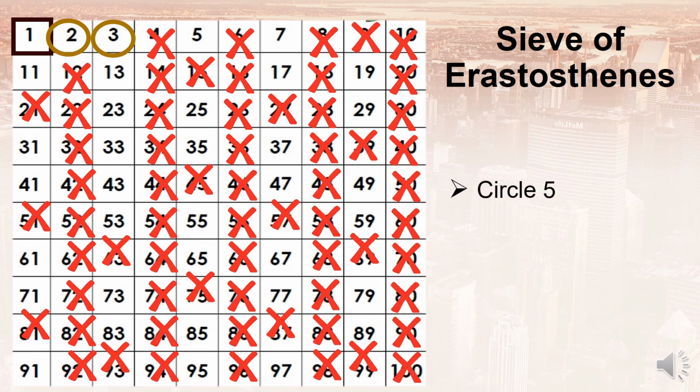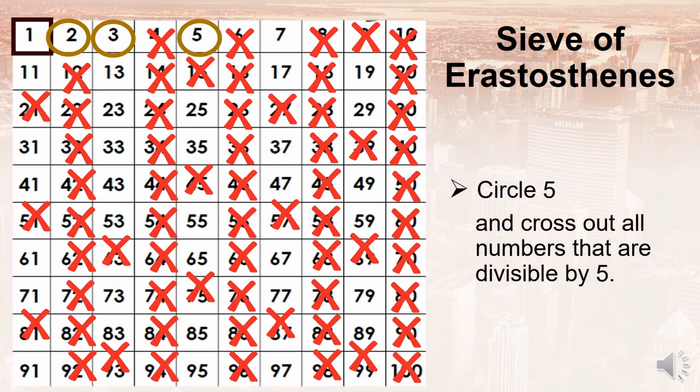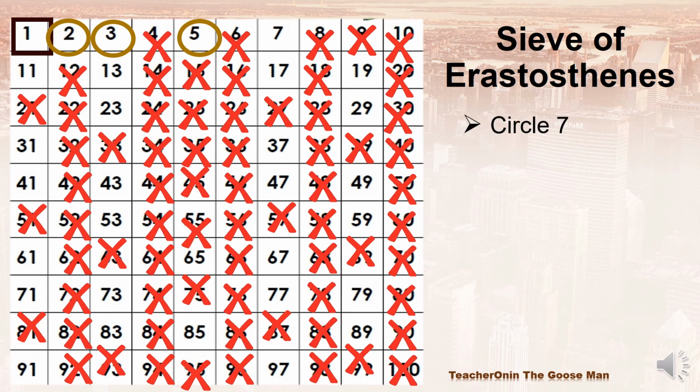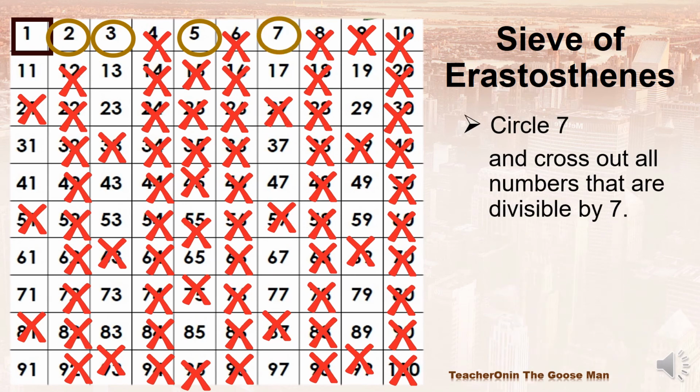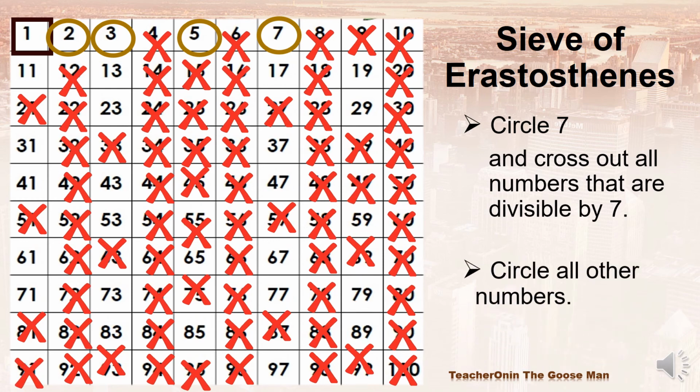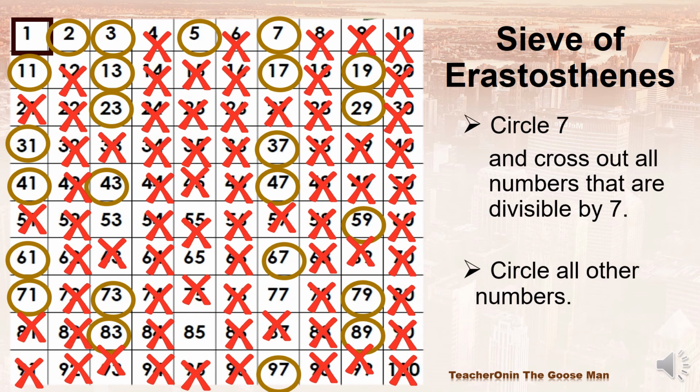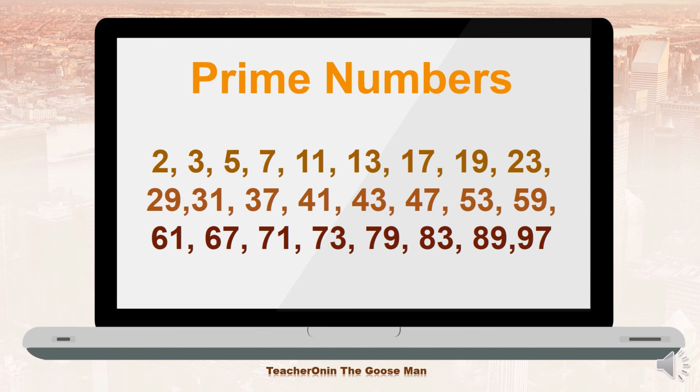Next is circle 5 and then cross out all numbers that are divisible by 5. The next thing that we will do is circle 7 and then cross out all numbers that are divisible by 7. And then circle all other numbers. There you have it. To summarize our activity, the cross-out numbers are composite numbers, while the circled numbers are all prime numbers. So here are the list of prime numbers from 1 to 100.